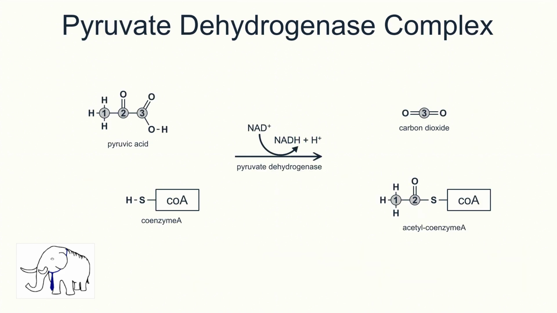We're going to run pyruvic acid through the Pyruvate Dehydrogenase Complex. That'll pull off a carbon dioxide molecule and carry away 2 high-energy electrons using our old friend NADH plus H+. Pyruvate dehydrogenase then takes what's left, the 2-carbon fragment, and sticks it onto coenzyme A, making acetyl coenzyme A. So what the heck is coenzyme A? For now, we can just think of coenzyme A as a tool for conveniently handling a tiny 2-carbon fragment.